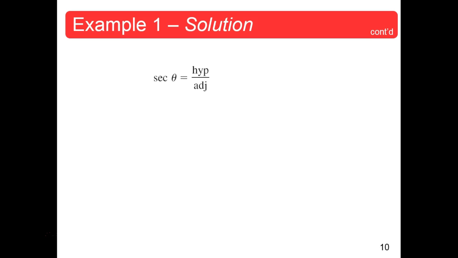So here's what we're going to do with example 4. Use a calculator to evaluate the secant of 5 degrees, 40 minutes, and 12 seconds. You don't know that off the top of your head? No, I don't either. Okay.